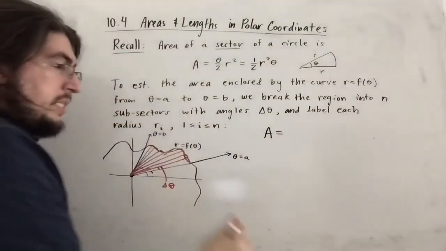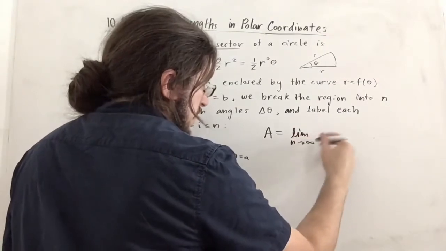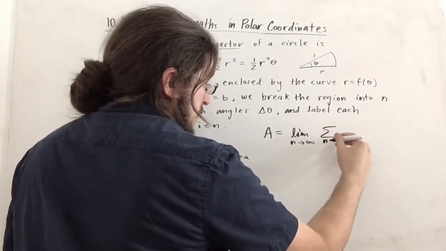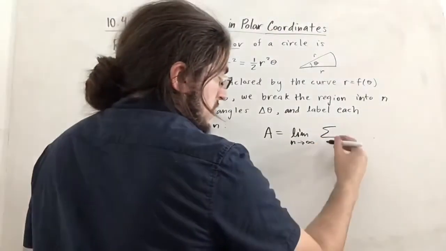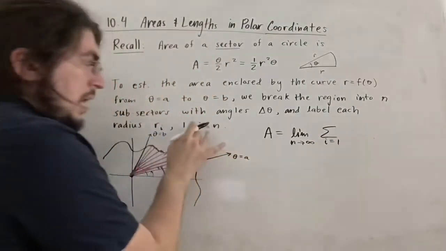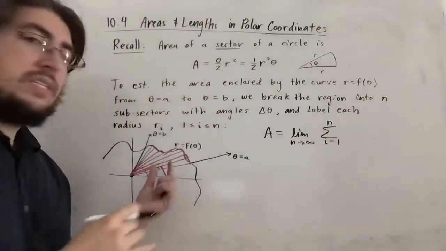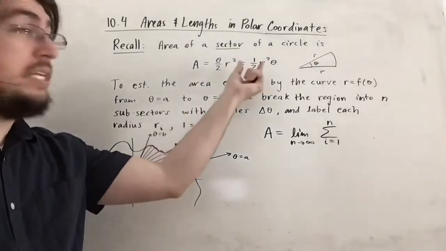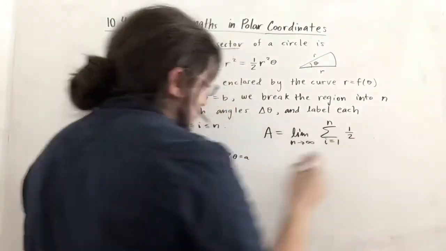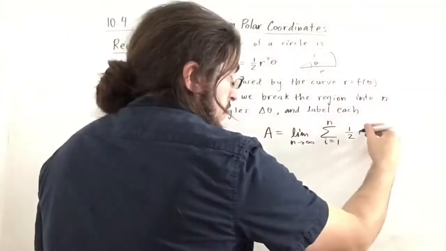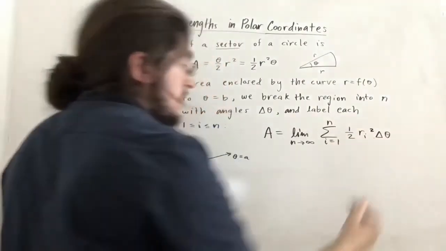of this enclosed region will just be the limit as n goes to infinity of the sum from i equals 1, because our index is i, so we end at n, of the area of each of these. And the area of each of these is just this. It's 1/2 r squared theta. Now, of course, the r we have for each one is r sub i, so we're summing through each of those squared. And the angle for each of them is delta theta.